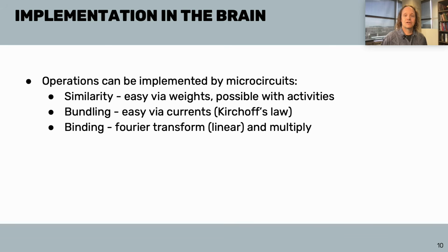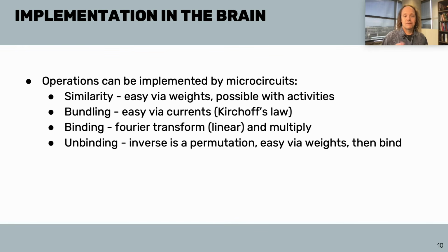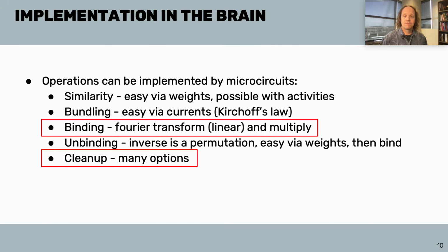Binding is a little bit more complicated because it's something like circular convolution. Nevertheless, we can perform a Fourier transform, which is just a linear operation, and we can then multiply the activities in the Fourier space together to perform that binding. And I'll come back to this in a minute. Last, we've got unbinding, which, as I've already mentioned, is really just binding plus a permutation because our inverse is a permutation. And last but not least, we have cleanup. And there are many ways this can be accomplished. In the next two slides, I'm going to talk a little bit more about binding and cleanup because they're critical and slightly more difficult to implement in a spiking neural network than the other operators.